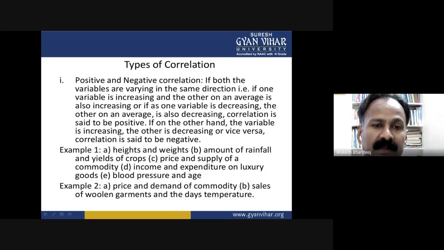If on the other hand, as one variable is increasing, the other is decreasing, or vice versa, the correlation is said to be negative. Example: heights and weight, amount of rainfall and yields of crops, price and supply of a commodity, income and expenditure on luxury goods, blood pressure and age. Second example: price and demand of a commodity, sales of woolen garments and the day's temperature.